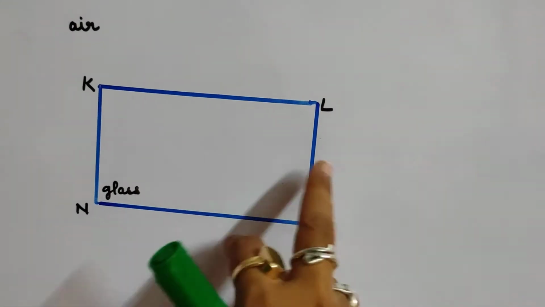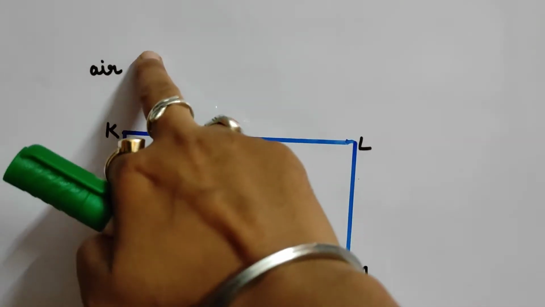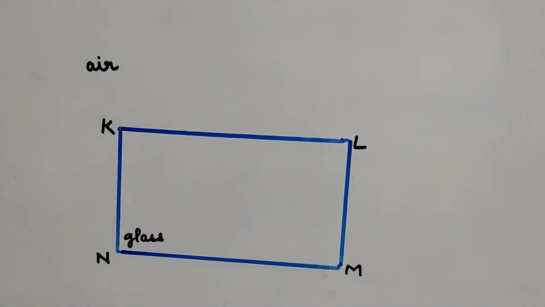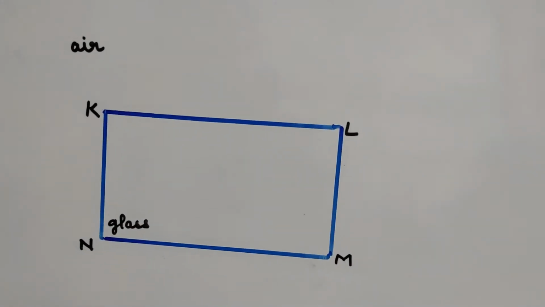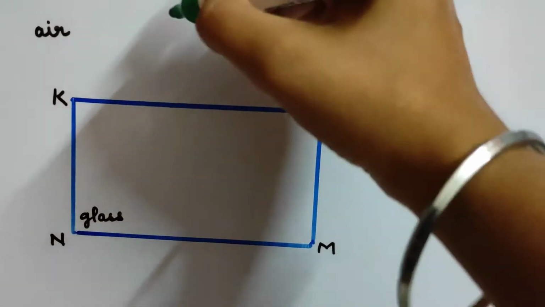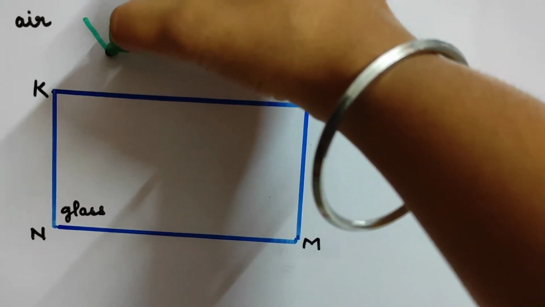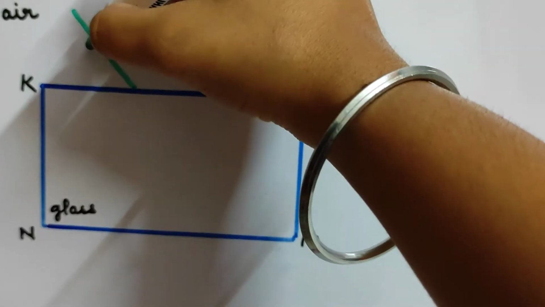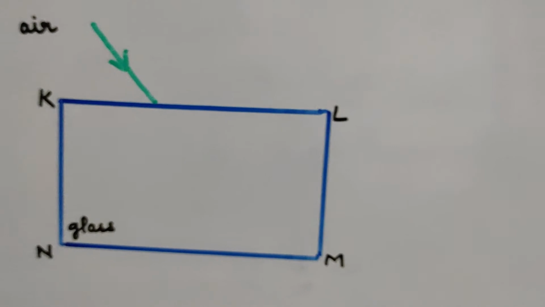KLMN is a rectangular glass slab, okay, and as you can see, this area represents the air and this is a rectangular glass slab, so it is a medium glass. Fine. Now let us suppose that a ray of light is incident obliquely on this rectangular glass slab.